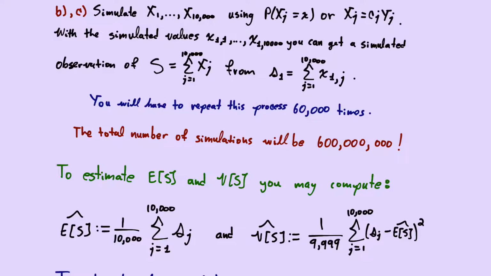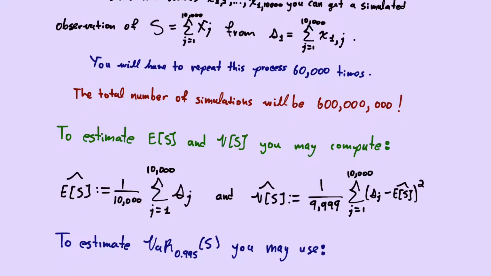Then you will have to repeat this process 60,000 times because you want to get 60,000 simulated values of S. So at the end, the total number of simulations will be 60,000 times 10,000, because for every simulation of S you have to do 10,000 simulations, one for each random variable. The total will be 600 million simulations. So there are a lot of simulations. Now that you have these 60,000 simulations of S, you will be able to estimate the expected value of S and the variance of S using them.